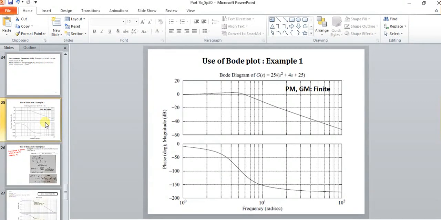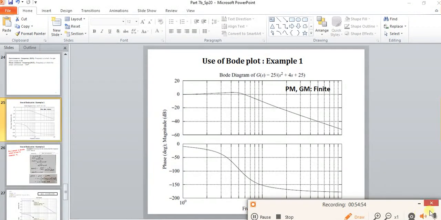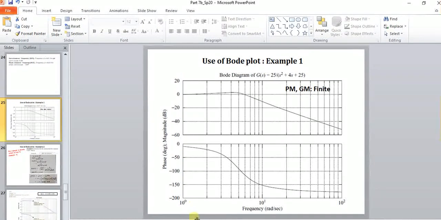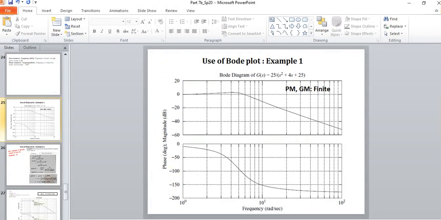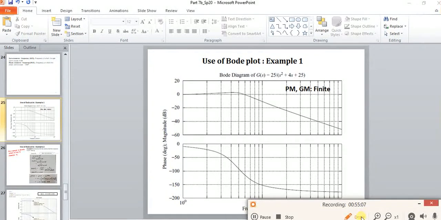Now let us take another example of a Bode plot and see what the case is. This Bode plot is for the transfer function 25 over s square plus 4s plus 25. Okay, let us start to find gain margin. That means we have to start from the phase curve where the phase curve crosses minus 180. Now this is minus 150. Here is minus 200. So somewhere roughly here will be minus 180.